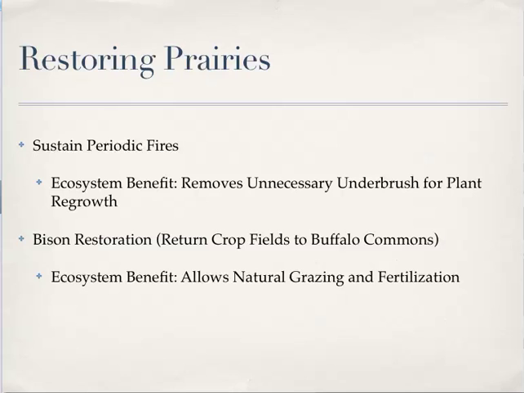Restoring prairies. The prairies are an area that we've abused due to overcrop growth. We can restore the prairies through several different methods. Like restoring forests, sustained periodic fires benefits the prairies as well to destroy unnecessary underbrush. Also, there's a program called bison restoration. This is the return of crop fields to buffalo commons, areas that buffaloes will roam naturally. We could also use this with an unfenced cattle grazing area. The ecosystem benefits because the bison or the cattle provide natural grazing and fertilization to the ecosystem.